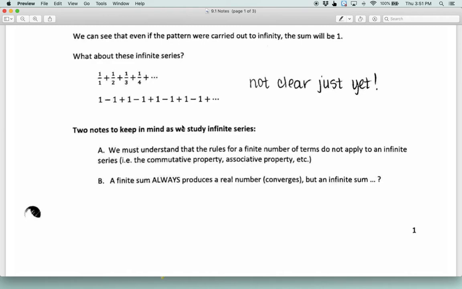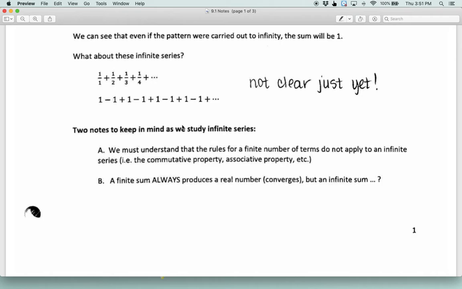Or I could choose to group all the positive ones together and all the negative ones together, which may or may not yield the same result. So the general rules of real numbers really only apply if there's a countable number of terms in your series. If there's not, those rules can't be treated the exact same way.